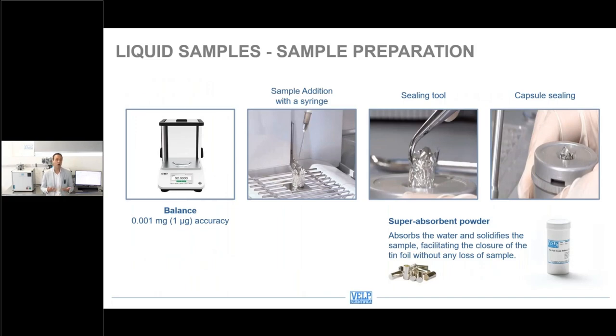The preparation of liquid samples is performed using tin capsules. So it's possible to directly add the liquid sample with the syringe inside the capsules and then close it with the special device, a closing device for tin foil caps. As an alternative, we can also use the super absorbent powder that helps to solidify the sample, facilitating the closure of the tin foil without any loss of sample.